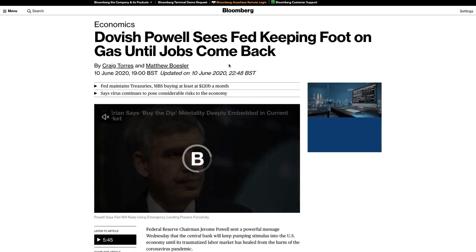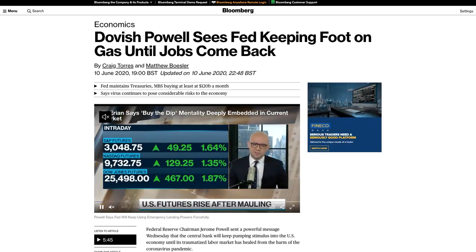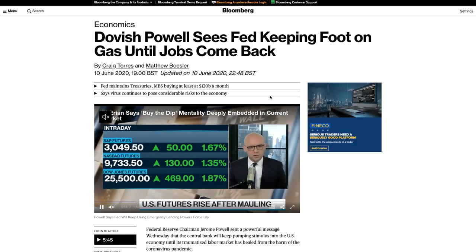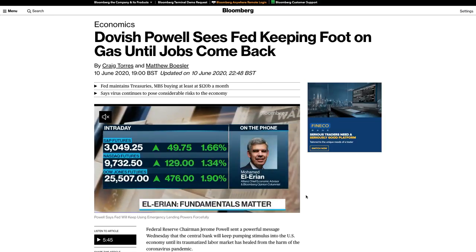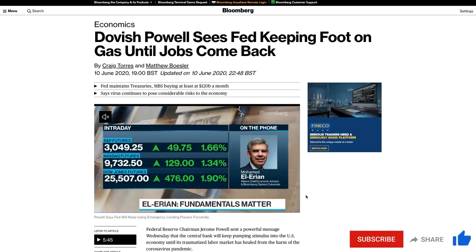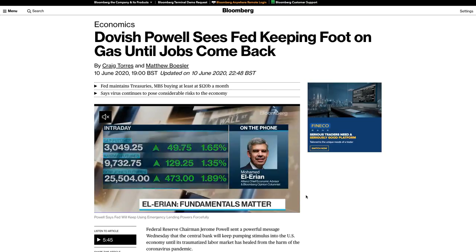The Federal Reserve came out. FOMC was dovish. Powell sees Fed keeping foot on gas until jobs come back. So pretty much all central banks are implementing measures to combat the coronavirus and get the economy back on track. Again, the Fed are basically saying that they're going to continue to add stimulus, but they are not at the moment thinking about cutting rates into the negative. So there is a bit of a divergence between the central bank policies of the Bank of England and the Federal Reserve.